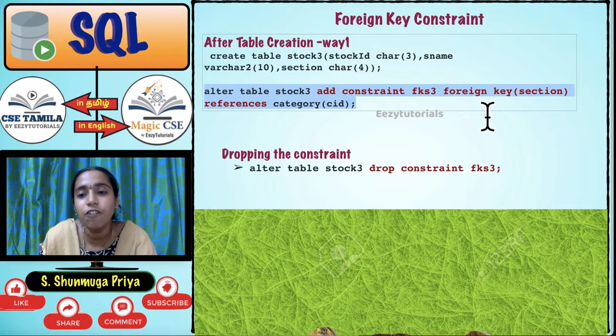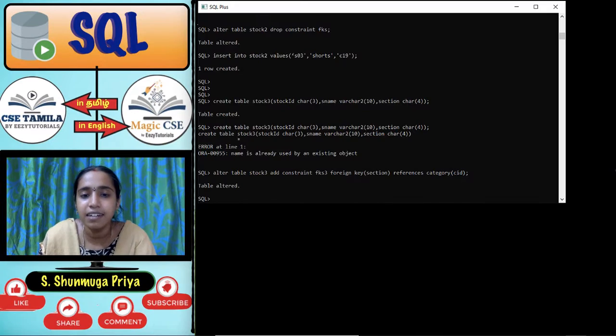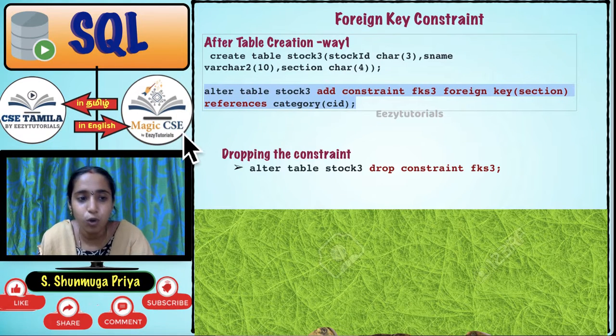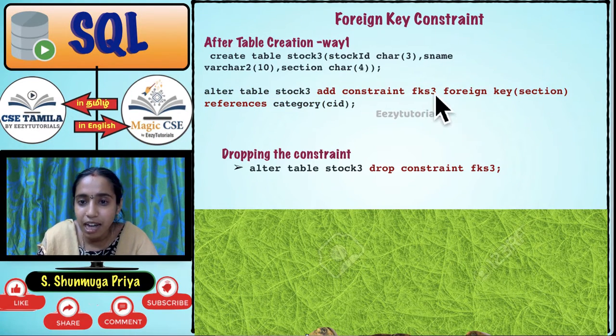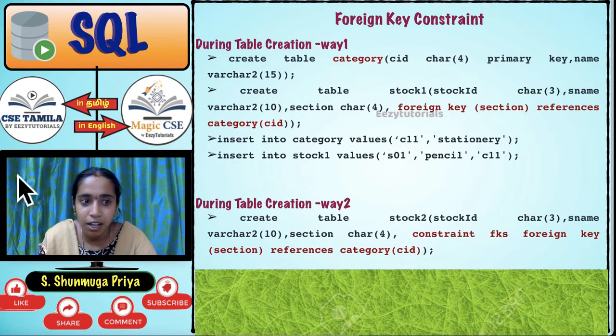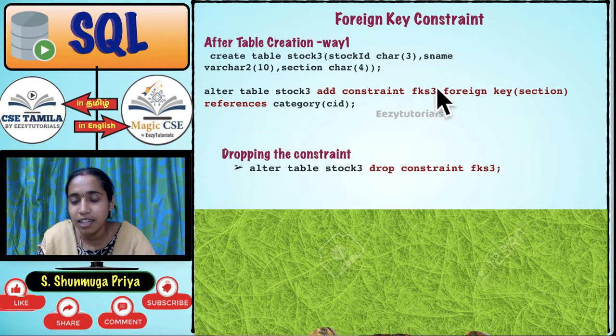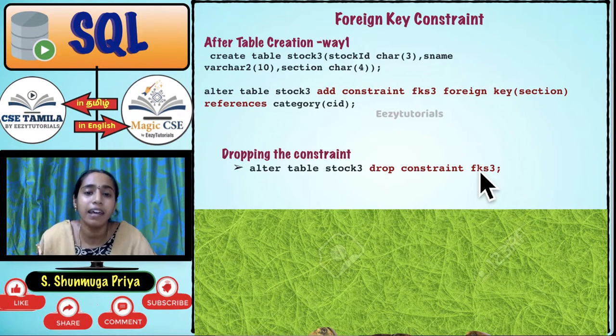So you are adding a foreign key constraint after the table creation. Then you can use this alter command. So same way you can insert values and check how it is working. So in this video we have seen 3 different methods for creating a foreign key constraint and how to drop the foreign key constraint. So make sure the constraint names are unique. Here I have kept FKS. So here I have kept FKS3. Before dropping, if I try to use the same name, I'll get errors.